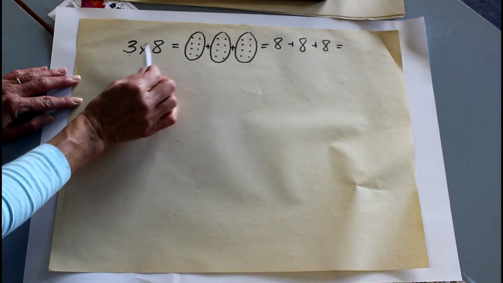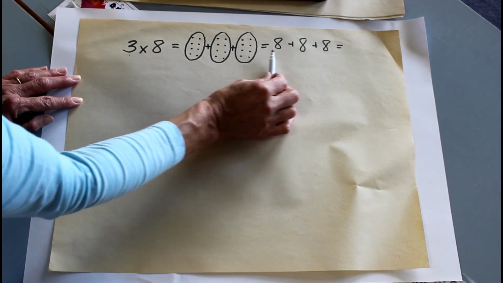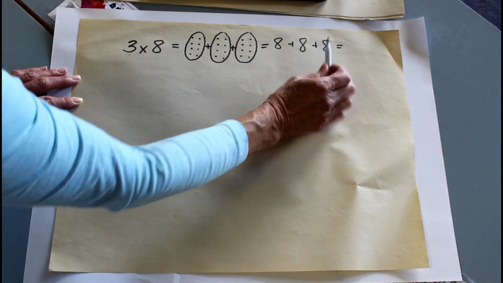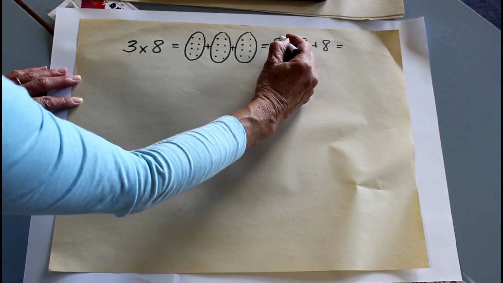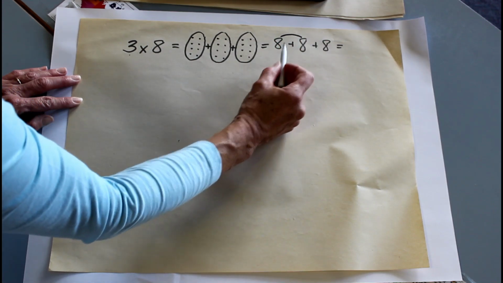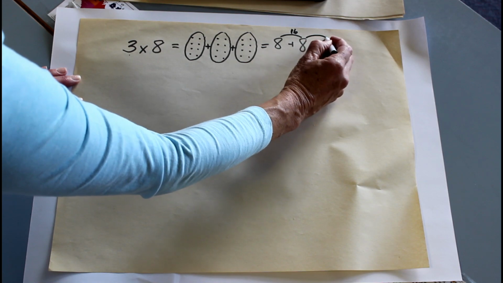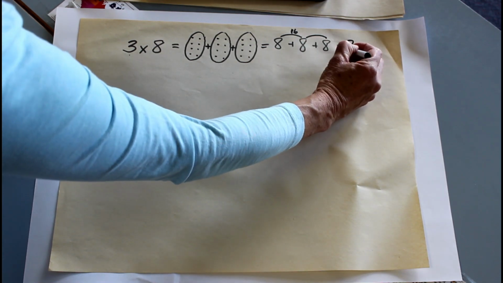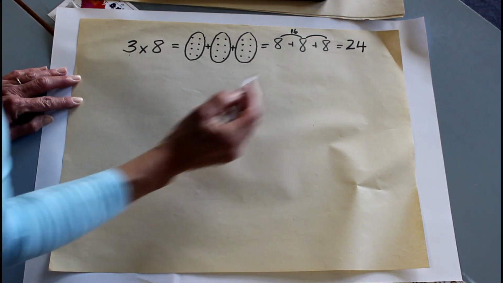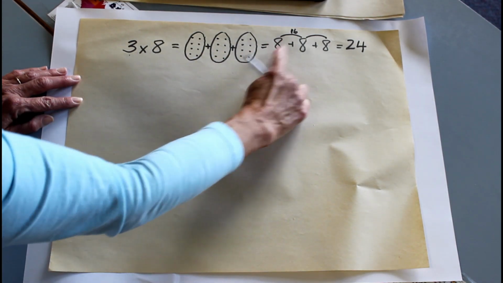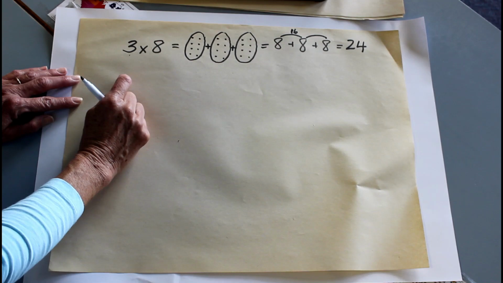So here we've got 3 times 8, which is 8, 8, 8. And I've written it in a different way. Instead of doing pictures, I've now got numbers. So let's add this together. And I love doing hoops because it shows my thinking. 8 plus 8 is 16. 16 plus 8 is 24. So I know the answer to that problem is 24. 3 times 8 is 24. And this is doing it through repeated addition.